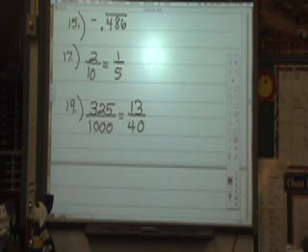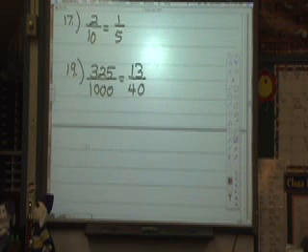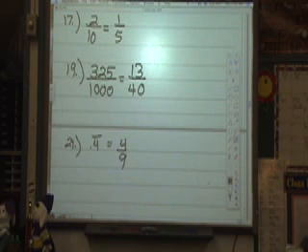Number 21. 0.4 repeating, that one we know. 4/9. That's 4 ninths. I don't have to work that one out.